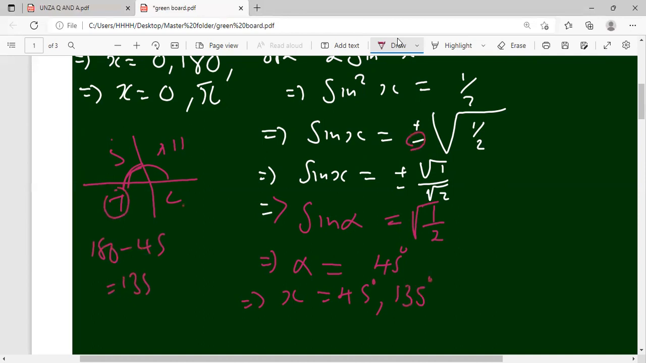So in the third, you're going to say 180 plus alpha. So 180 plus 45 will give you 225. Then in the last quadrant, because sine is negative in the fourth quadrant, you say 360 minus 45, you have got 315.